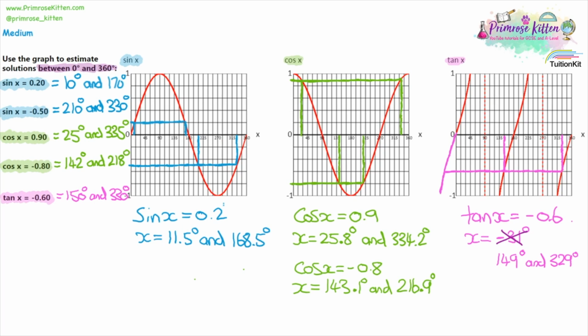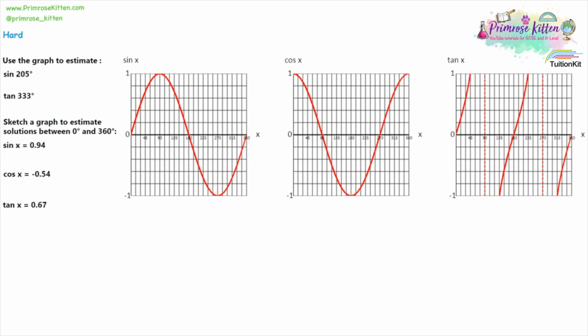And it's fine to have it in your working out, very good idea to have it in your working out with some extra marks, but we don't want it written in our final answer. Moving on to the hard questions now. And the difference here is that the numbers are not as rounded now. We've got things like 333, we've got negative 0.54. So we've got a little bit more detail to the numbers that we're using. A little bit harder to read them off the graph.